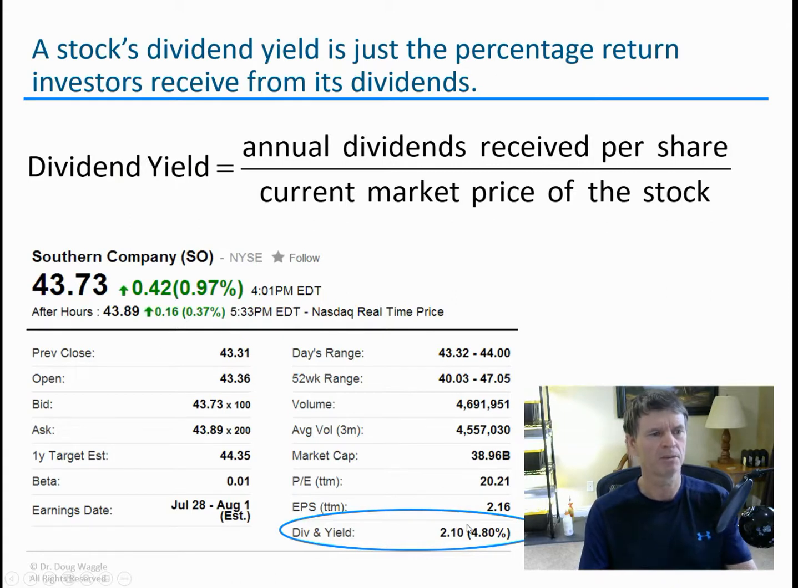So, let me double check this. $2.10, 2.1 divided by 43.73, the current price, and I get 0.04802. So that's the 2.10 divided by 43.73, which I knew that's what it's supposed to be. Just that was the auditor and me doing that.